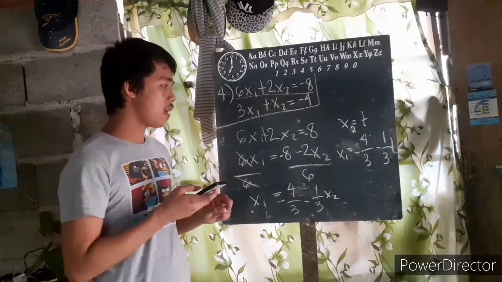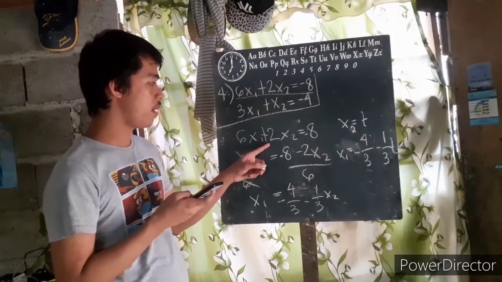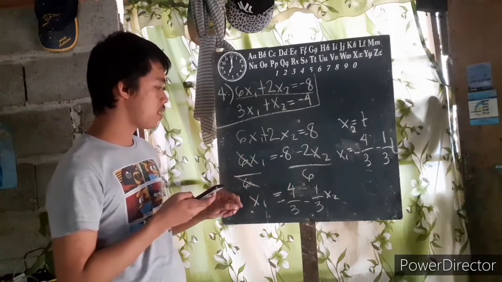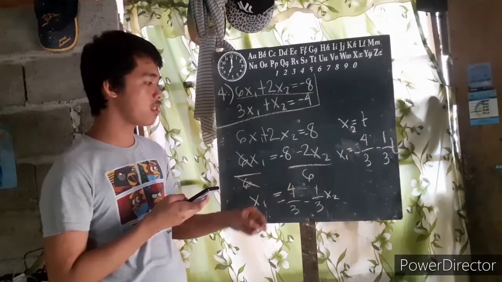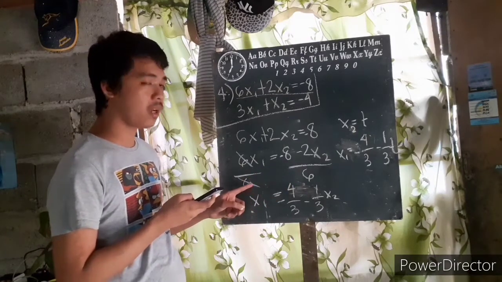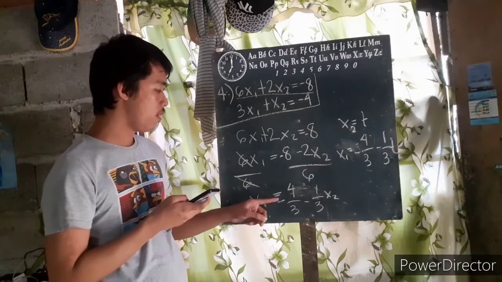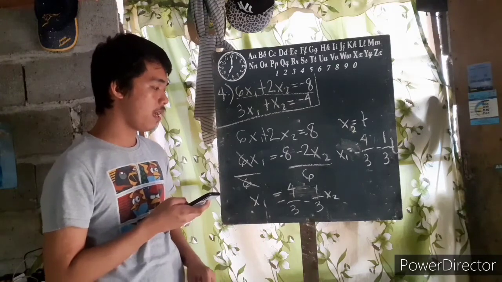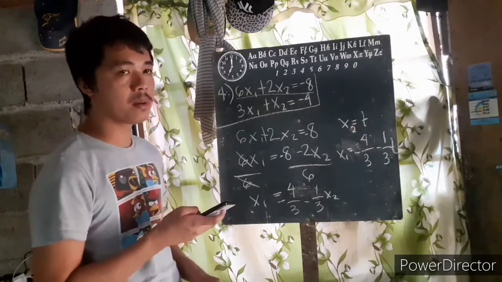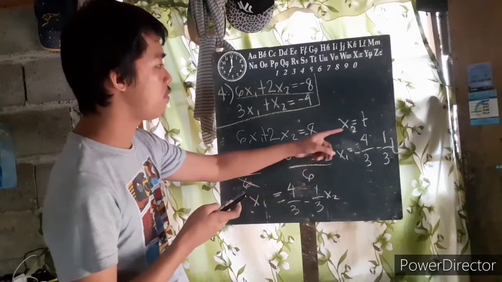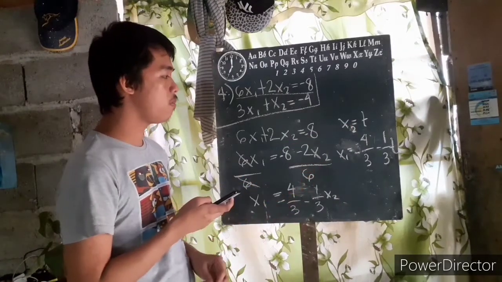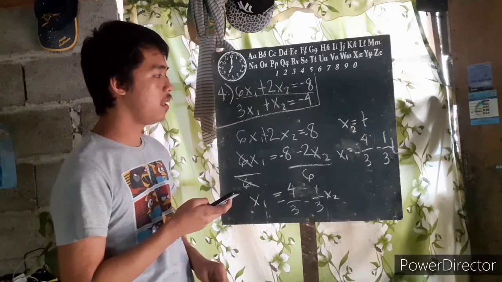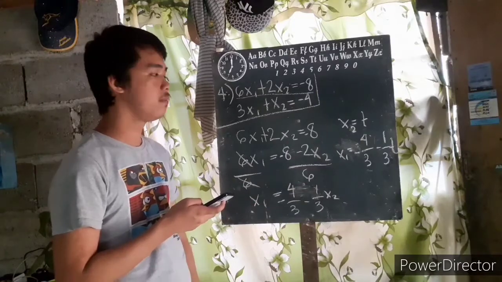First, I need to transpose the 2x sub 2 to the other side. So we have 6x sub 1 equals negative 8 minus 2x sub 2. Then divide it by 6, so we can get x sub 1. So x sub 1 equals negative 4 over 3 minus 1/3 x sub 2. Now our x sub 2 is a parameter, so we can use a value of t. Then our x sub 1 will be equal to negative 4 over 3 minus 1 over 3t, and our x sub 2 is equal to t.